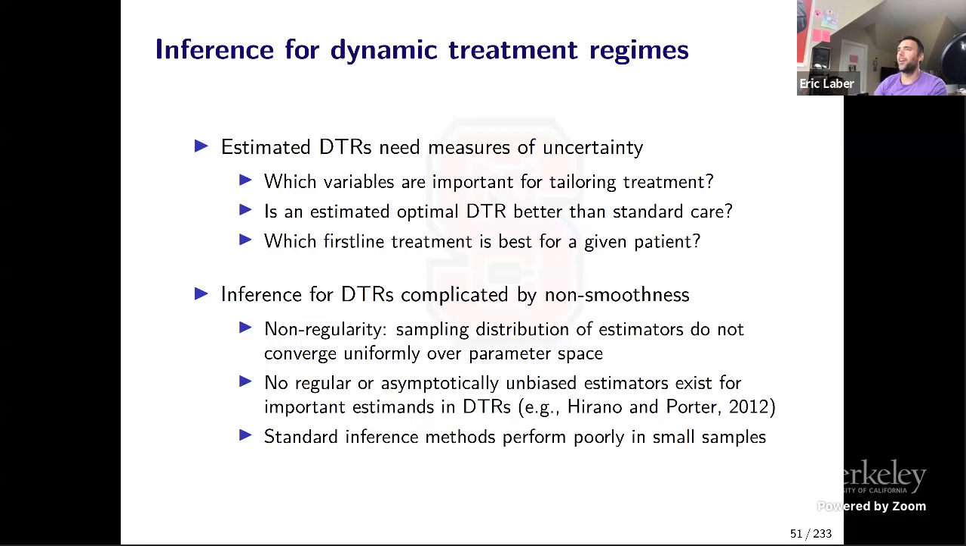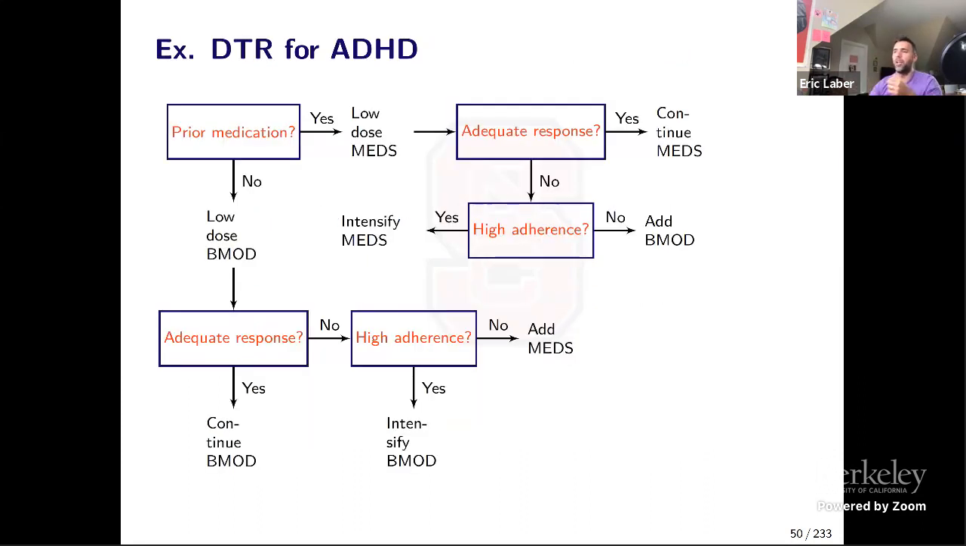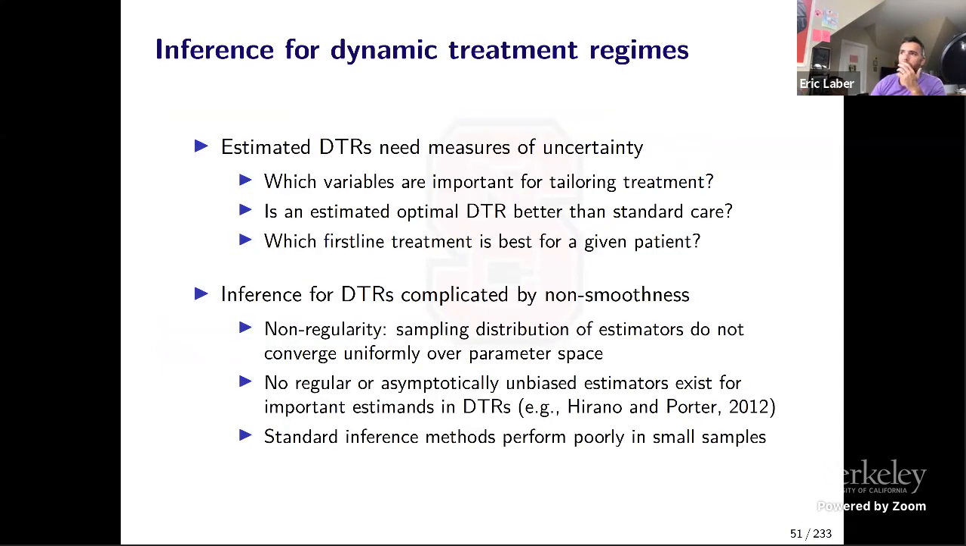All right. So what kind of inference do we want to make? Suppose we take data and we estimate a rule like this, and I'll talk about the form of the data in a bit. If we estimate a rule like this, what do we want to know? We want to know things like, which variables are important for tailoring treatment? What do we need to measure on a patient to decide what treatment to give? Is an estimated rule like the one I just showed you better than standard of care or business as usual? Which first-line treatment is best for a given patient? This is something people are often interested in because I think it has clinical meaning.